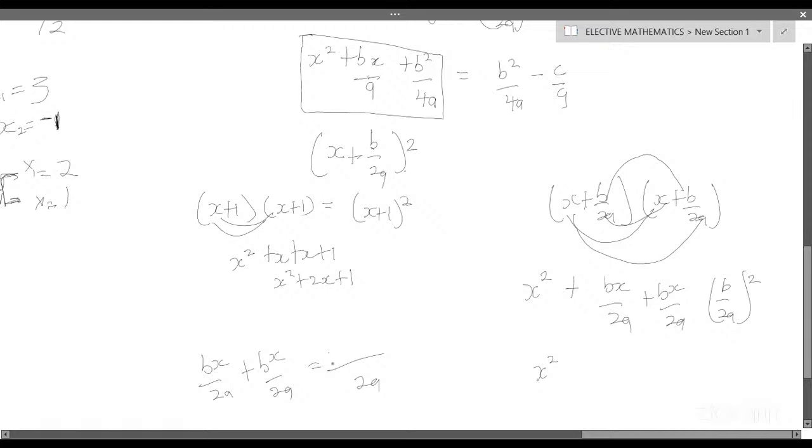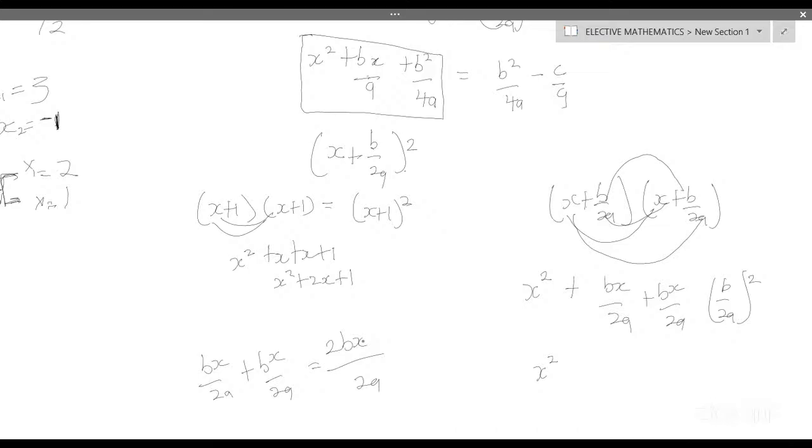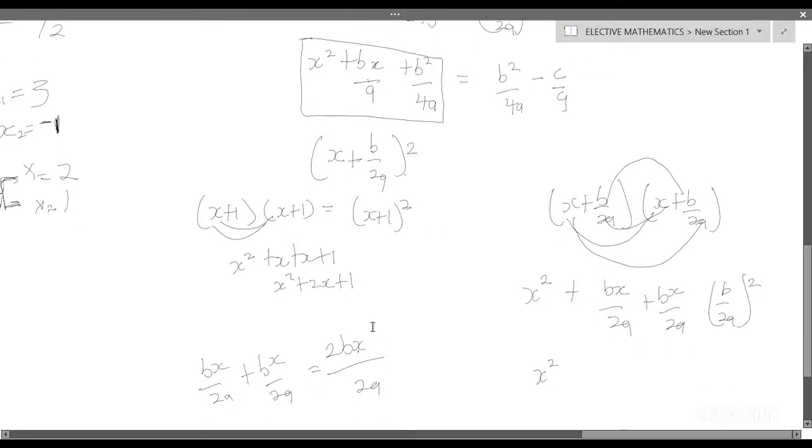Yeah. This is simple factorization. If you get 2bx, are you going to get 2bx? Good. So now when you get 2bx, you know that 2 will cancel 2. So you get what? It's not bx over a. You get the point. So here we have plus bx over a.